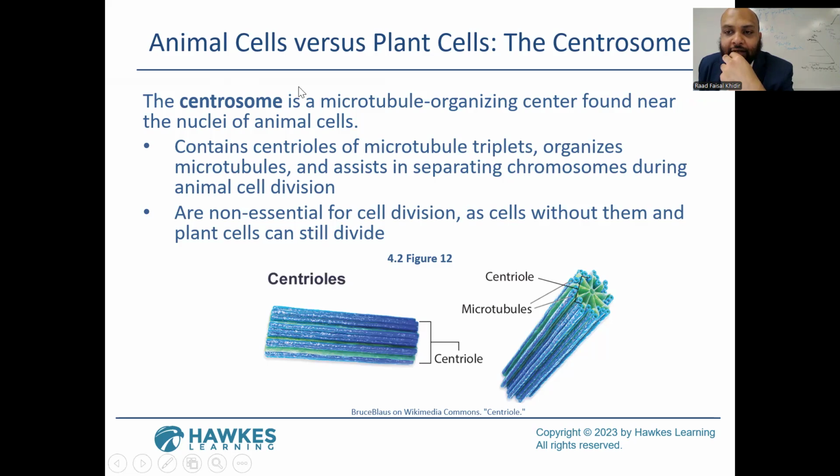So animal cells versus plant cells: these are the centrosomes. The centrosome is a microtubule organizing center found near the nucleus of the animal cell. They contain centrioles made of microtubule triplets. They organize the microtubules and assist in separating the chromosomes during animal cell division.